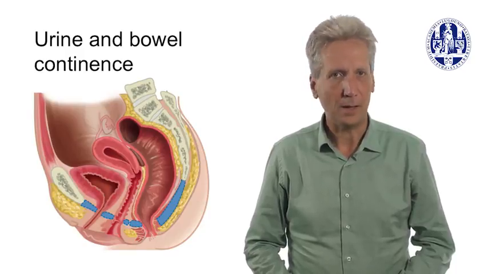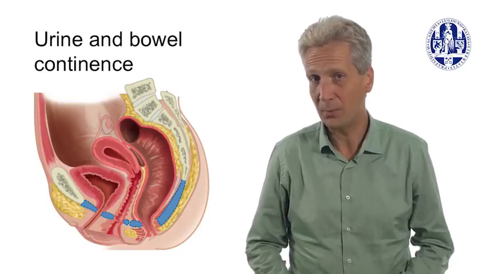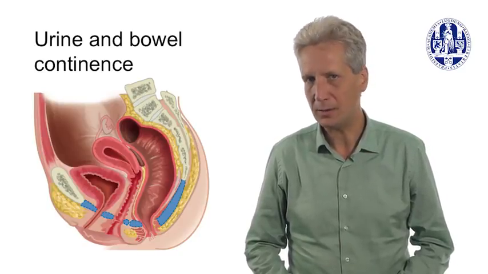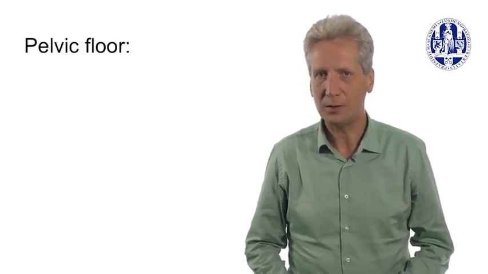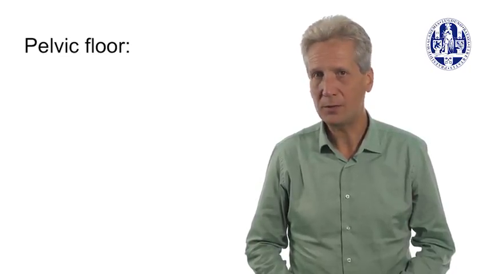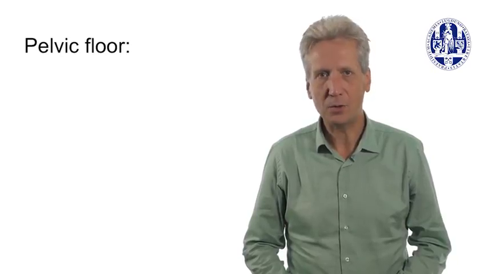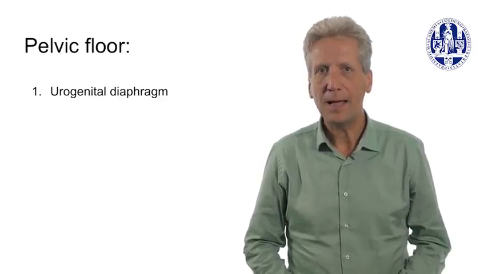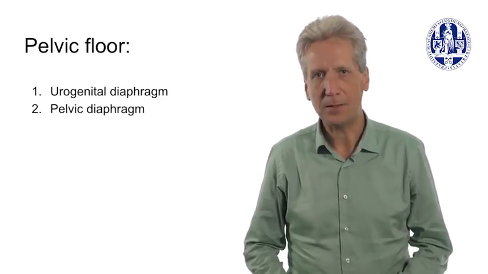We have learned in other lessons that the pelvic floor is a kind of active muscular trampoline that contracts when the intra-abdominal pressure increases. The pelvic floor is a complex structure consisting of striated and smooth muscles and fibrous tissues. In order to make it simple, we can divide it into two diaphragms, the anterior urogenital diaphragm and the posterior pelvic diaphragm. Let's start with the pelvic diaphragm.